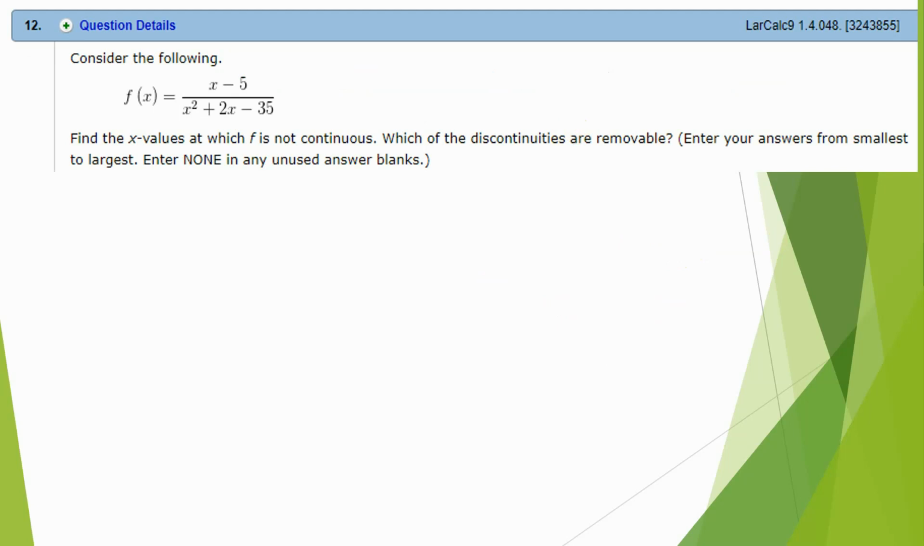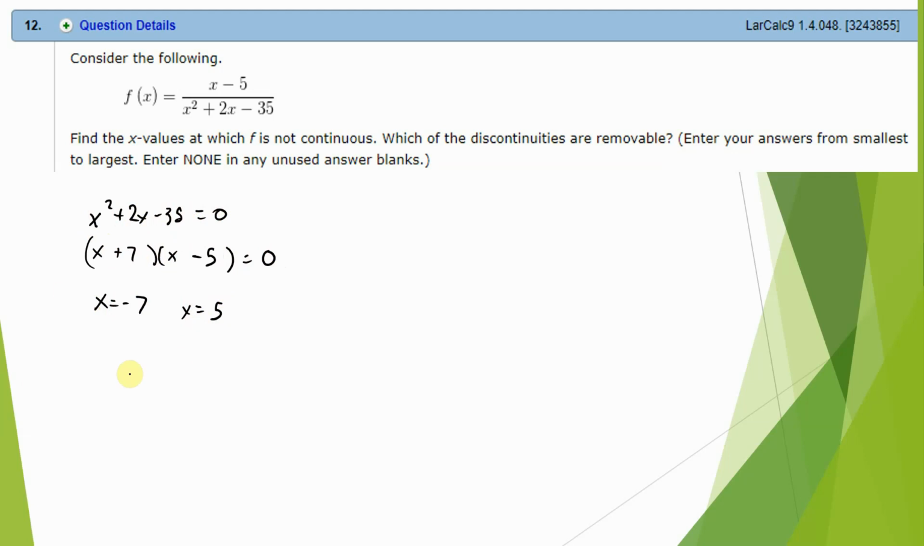Number 12, find the x value at which f is not continuous. So that means that we need to find any discontinuities by setting the denominator equal to 0. So x squared plus 2x minus 35 equals 0. This is going to factor, two numbers that multiply to be 35 but add to be 2, positive 7 and negative 5. That gives us that x equals negative 7 and x equals 5. So these are the values where it's discontinuous.